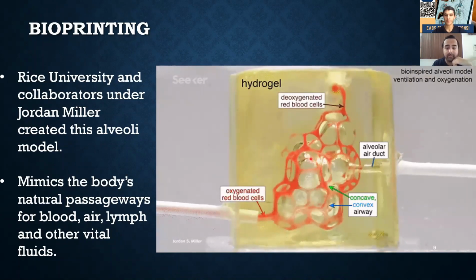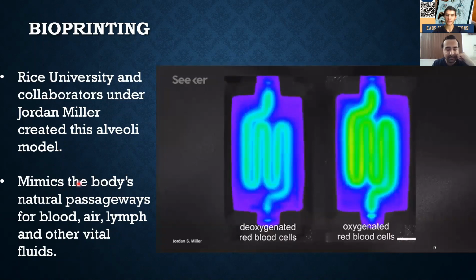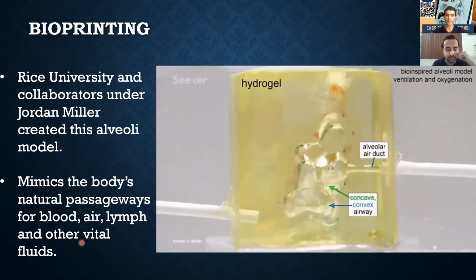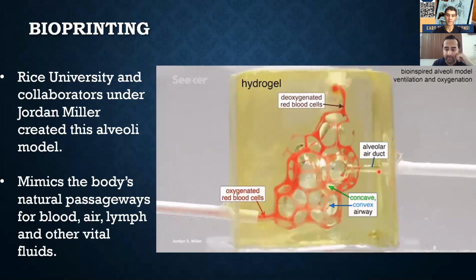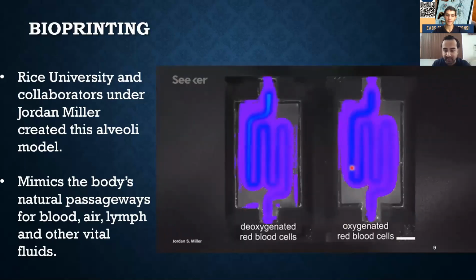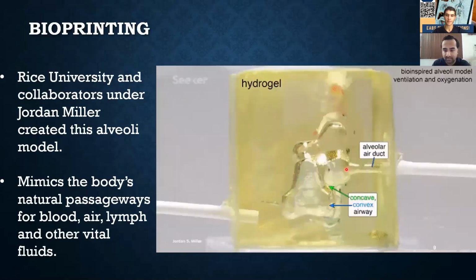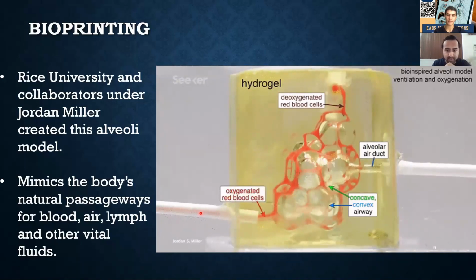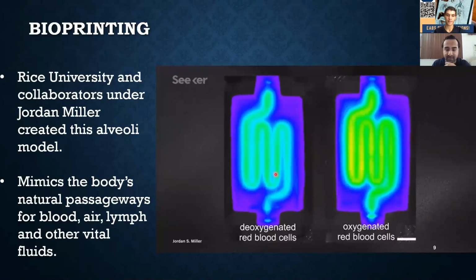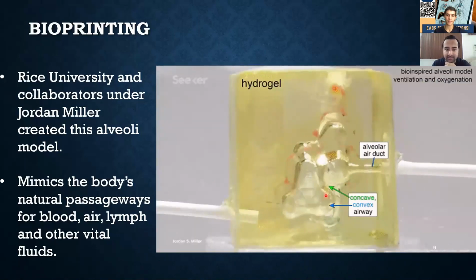this alveoli model for the lung, and it mimics the body's natural passageway for blood, air, lymph, and other vital fluids. So you can see here, deoxygenated blood flows in from the top. You have oxygen flowing in from an alveolar air duct over here, and then you have gas exchange occurring here, and then you have oxygenated blood leaving through this tube here. And then they also did some screening afterwards to show that they actually did oxygenate the blood. So this is just one application of bioprinting that I wanted to go over.